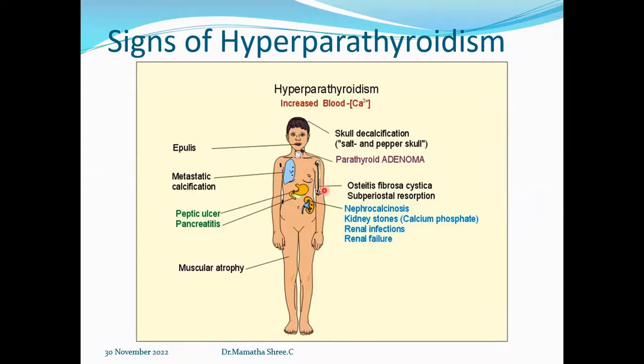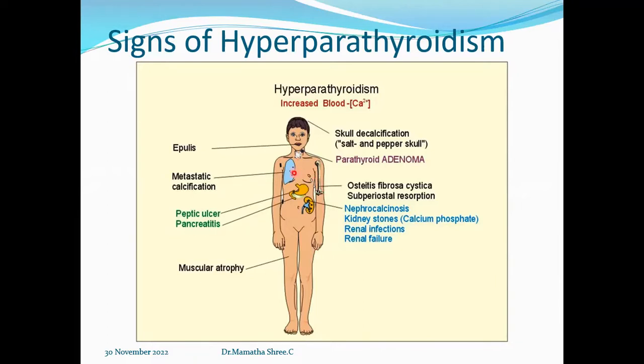Now, when there are increased calcium levels in the blood, what do you think will happen? Don't you think the calcium starts getting accumulated in all the other organs of the body? Yes. So it is being resorbed from the bone and given to the blood, and from there, it reaches all the other organs and gets accumulated in them.